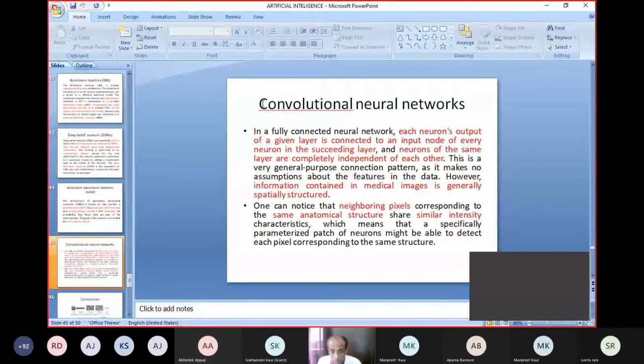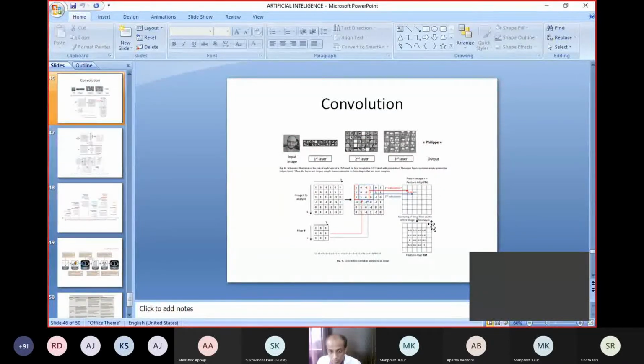And finally, the one which is used in our real world practice is the convolutional neural network. In this network, each neuron's output in a given layer is connected to the input node of every neuron in the succeeding layer, and the neurons of the same layer are completely independent of each other. This is like a human brain placed inside a computer, and it enables the computer to think on its own based on previous plans to give a new plan for a new patient to be delivered in the radiation oncology department. You can see this is the patient's image. It has been split into different parts, and again the computer fuses all of this to give a perfect image.